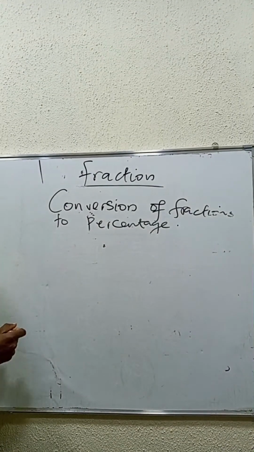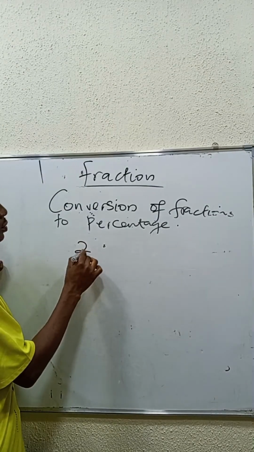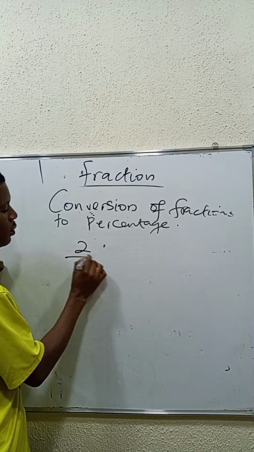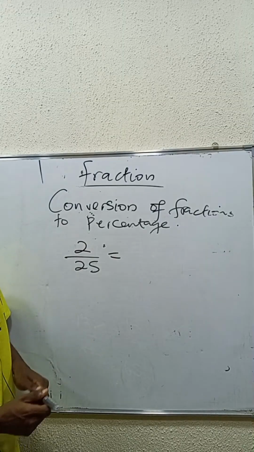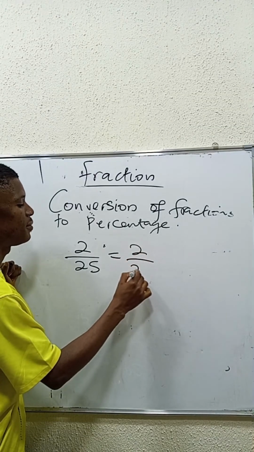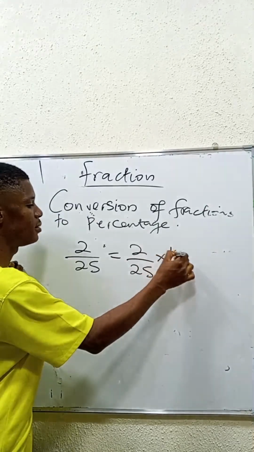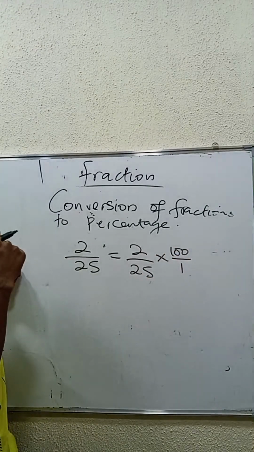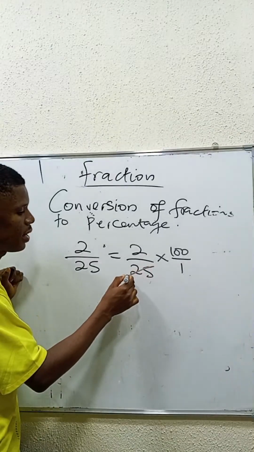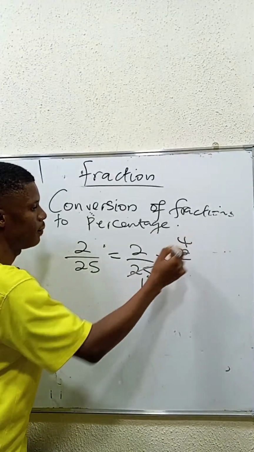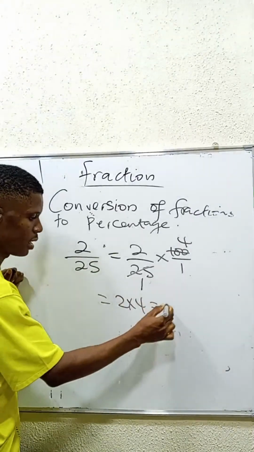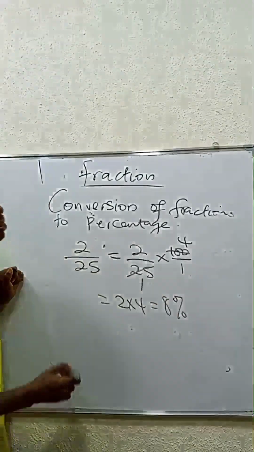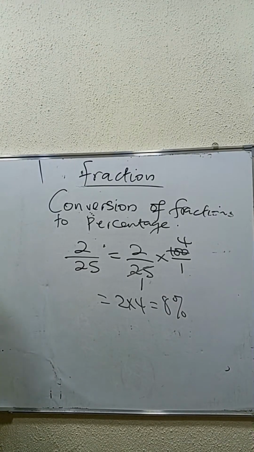Okay. Let's look at 2 over 25. Let's try to convert this. This is very simple. You have 2 over 25. You multiply by 100 over 1. If you multiply by 100 over 1, 25 divided by 25 is 1, and 100 divided by 25 is 4. So what do you observe? You are left with 2 times 4. 2 times 4 is 8. So the answer is 8%.